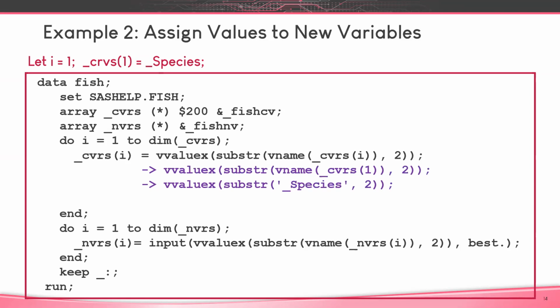And so if we let I equal 1, species is our first element. And so it's going to return underscore species. That is what VNAME is returning. Our expression was we're going to substring that returned value by starting at the second character. And then now we're going to retrieve the value for species. And so that's how I was able to set underscore species equal to species and loop through all of the variables in that data set without knowing what those variables were. And I did it again for the numeric counterparts.